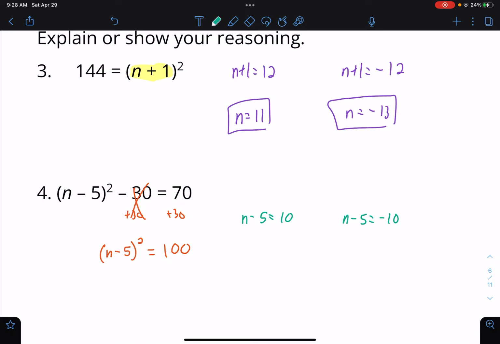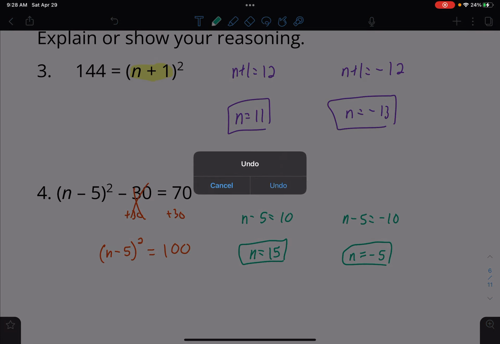And if I were to solve both of these, n could equal 15. That's a bad 5. Let's try that again. 15. n could equal 15, or n could equal negative 5. There we have our two solutions to the quadratic that make it work, right?